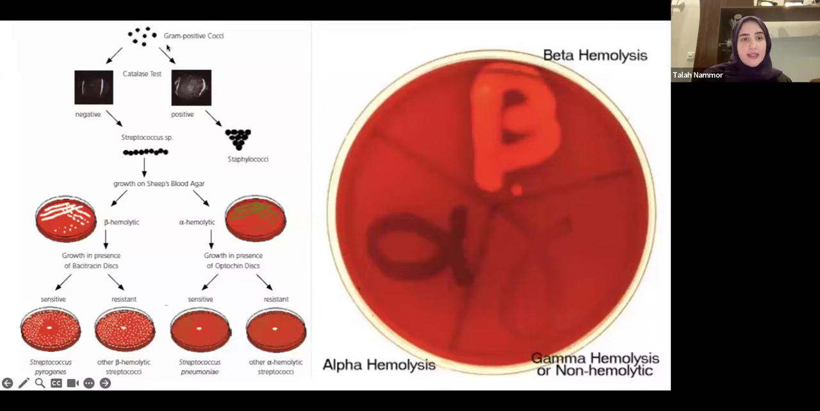So this is basically how we can differentiate the cocci. Gram-positive cocci can either be catalase negative or positive. How do we know? By the catalase test. If it was catalase positive, then we think of staph. If it was catalase negative, we think of strep. Okay, we know it's strep. We have so many different kinds of streptococcus, so how do we differentiate between them?